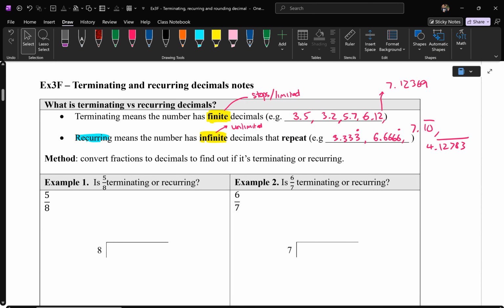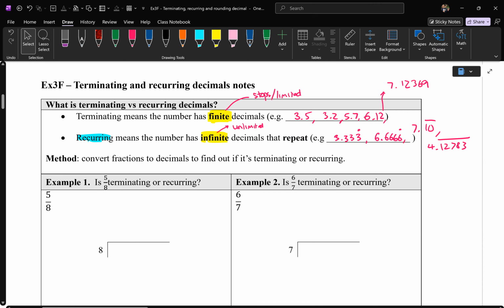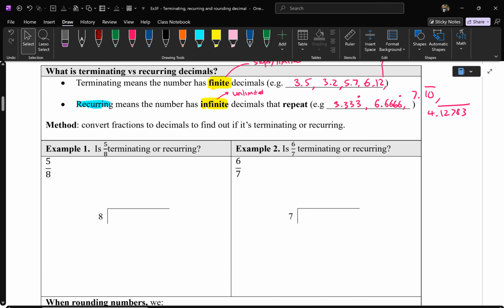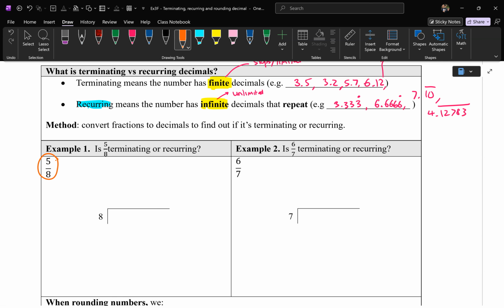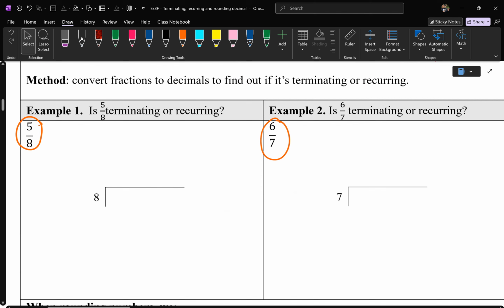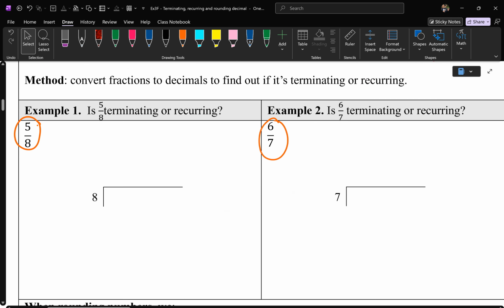So today's lesson is to determine which one is terminating and which one is recurring if you have a fraction. It's easy to tell when you have a decimal, but what if you don't have a decimal? Here's an example. The skill today is to see if you can convert something like 5/8 or 6/7 into a decimal, so that you know whether it's terminating or recurring.